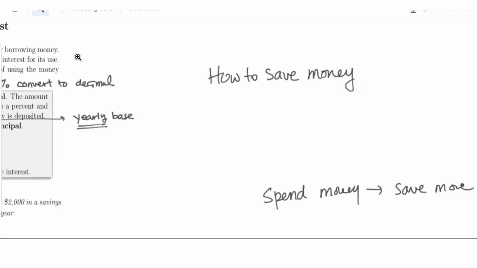To save money, we have to understand interest. We have to understand the annuity, how to save money. And spending money is all about loans. There are many loans, and how do we deal with those loans so we can save more money?